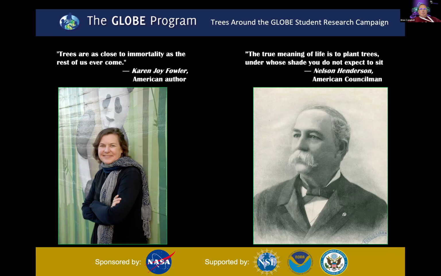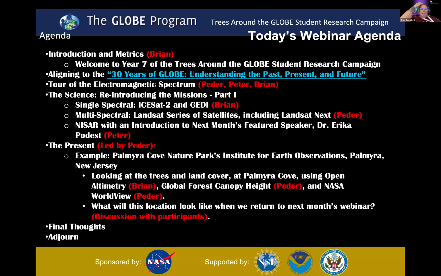Enjoy those. All right, so today, we have a lot of moving parts here, so that's why I threw our campaign team member names in here, so I could keep it all together because there's a lot going on. This is a welcome to year 7 in the Trees Around the GLOBE Student Research Campaign. We're also going to talk about aligning to the 30 years of GLOBE, understanding the past, present, and future. Then we're going to dive a little into a tour of the electromagnetic spectrum, to focus on what that is and how it ties into the campaign.